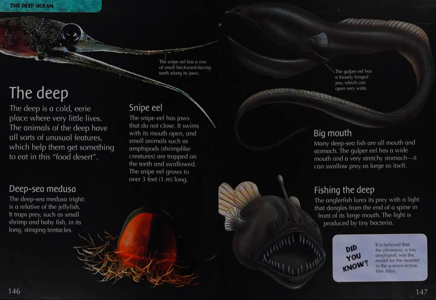Big mouth. Many deep-sea fish are all mouth and stomach. The gulper eel has a wide mouth and a very stretchy stomach. It can swallow prey as large as itself. The gulper eel has a loosely hinged jaw, which can open very wide.